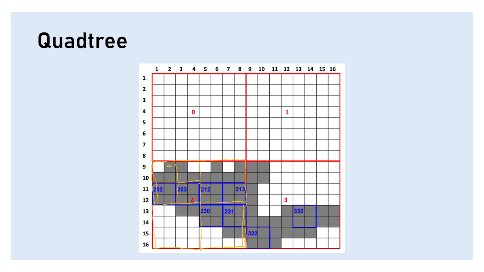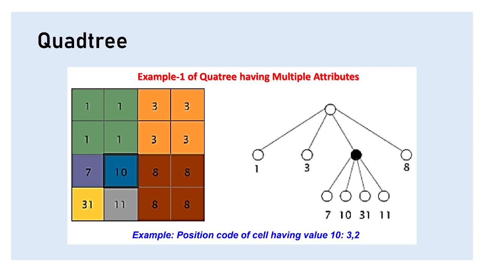Here you can see this is white, so that will be left out, and then we have these. As many quadrants as possible we are going to build here and then give them a name. That is a binary image. Now here we have an example of a quadtree having multiple attributes. This is more colorful, so I think it's easier for you to understand.